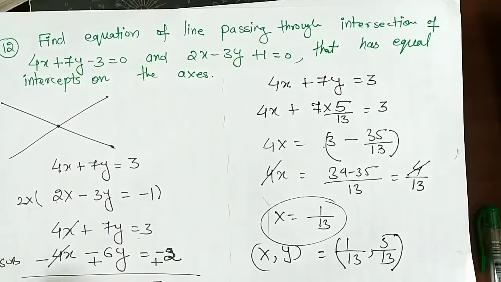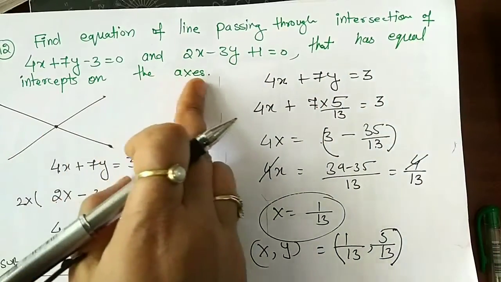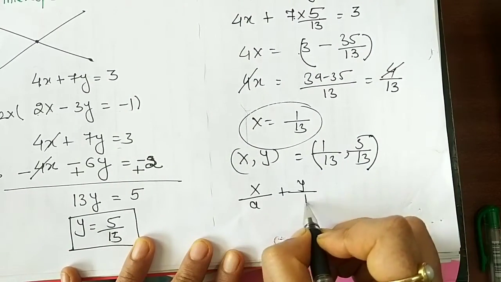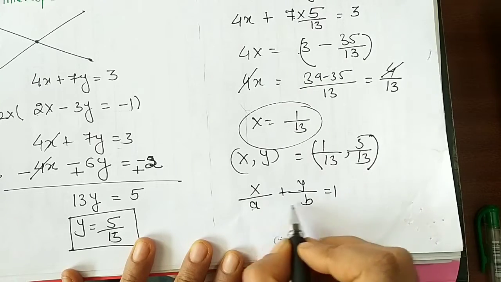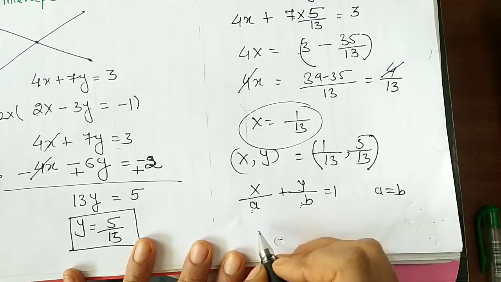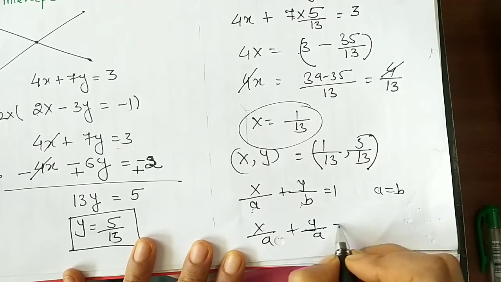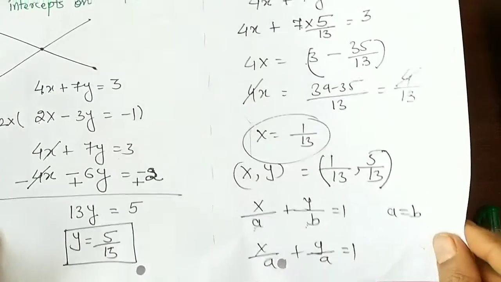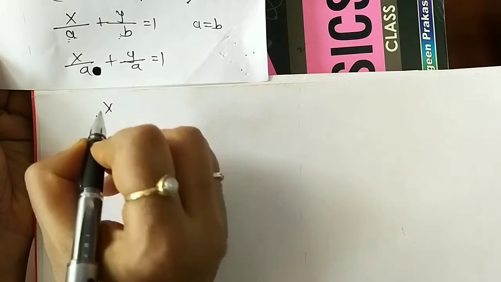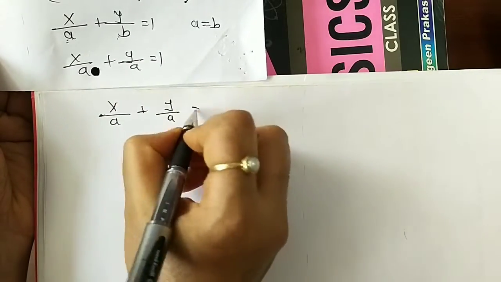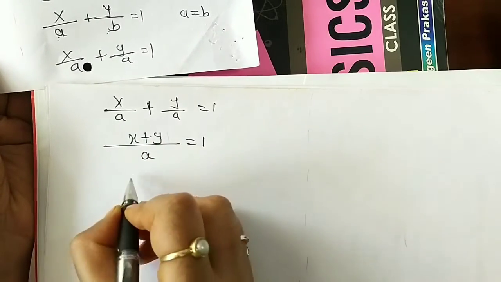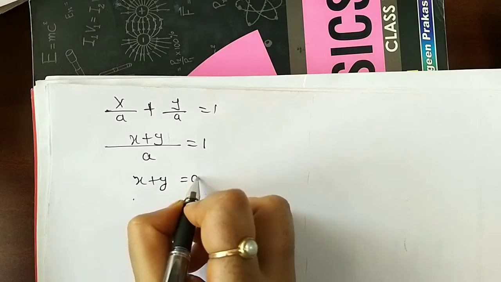Now they have given one hint that the line is having equal intercepts on the axes. So the line that I want is, suppose, this. And they are saying it is having equal intercepts. That means a is equal to b. That is one hint. So can I write x by a plus y by a is 1? So the possible equation of the line can be x by a plus y by a is 1. So I will take the LCM. So it will be x plus y is equal to a.